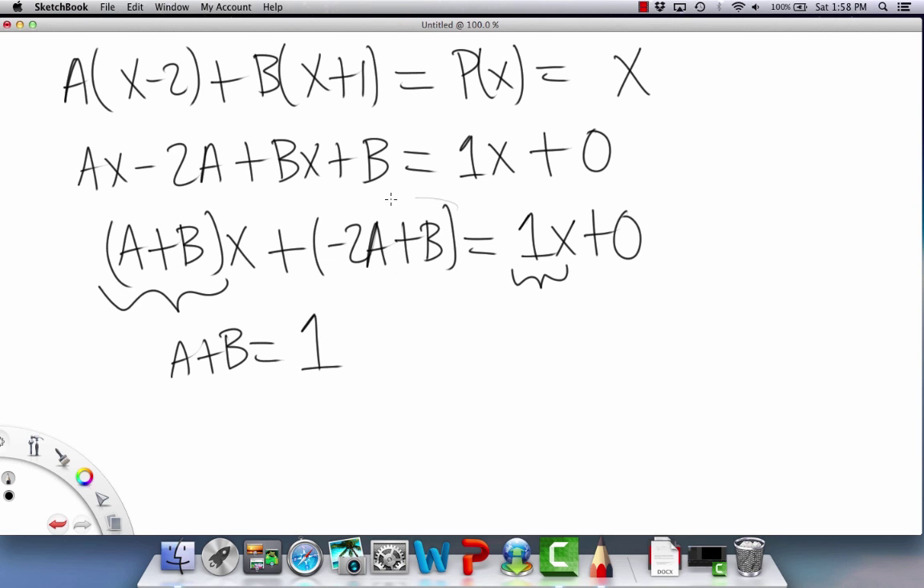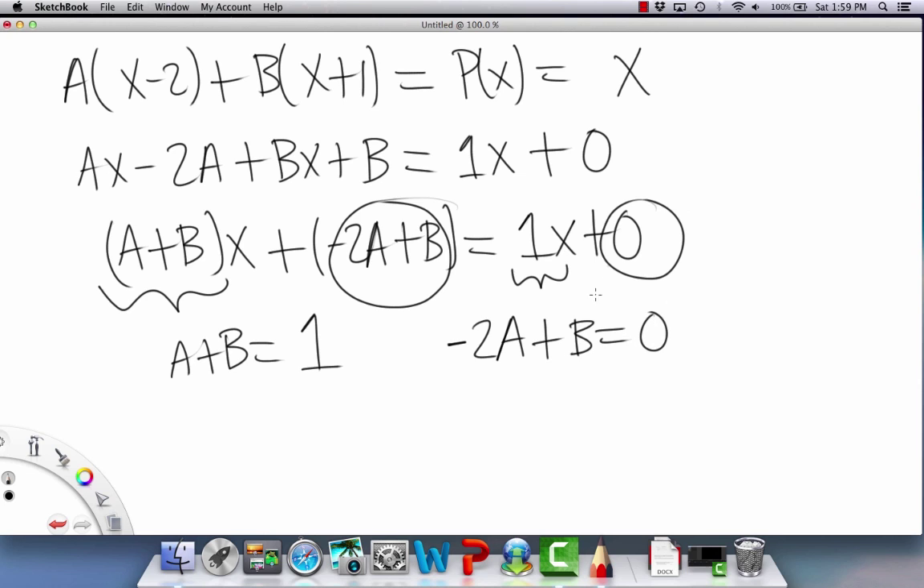Okay? And then we're going to do the same exact thing with the constant on this side, on the left, and the constant on the right. So we're going to set up two equations here. So this is a negative 2a plus b equals 0. Okay? So now it's kind of like a system of equations thing, but it's pretty simple.